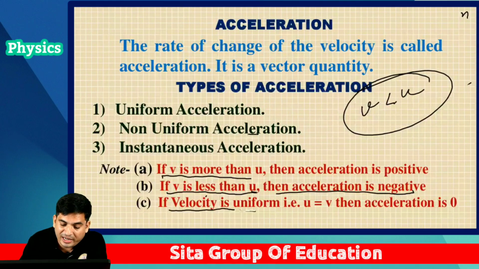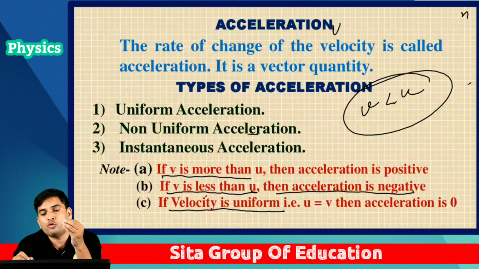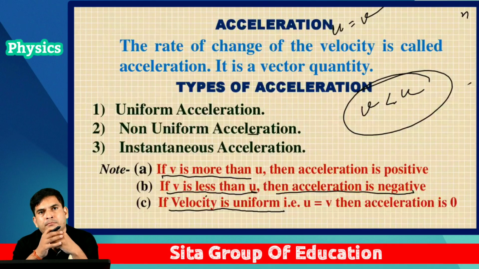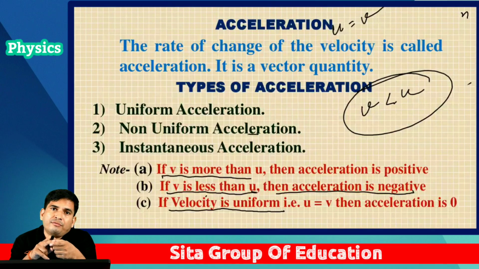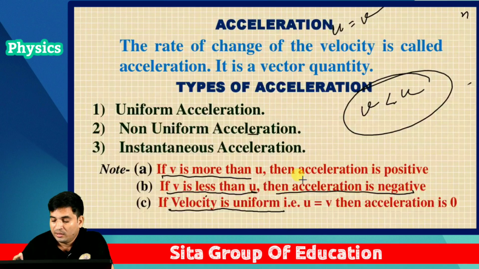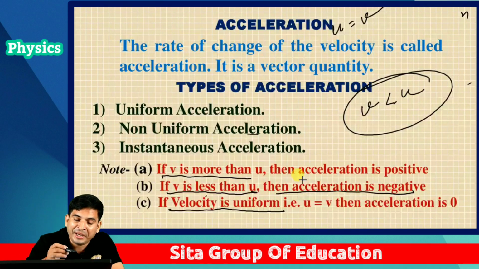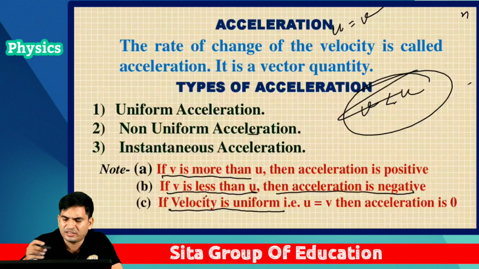Another case, if the velocity is uniform, it means U equals V. The initial velocity is equal to the final velocity. If velocity is uniform, U equals V, then acceleration is 0. So how can it be 0 acceleration? What does it mean? There is no change. In an easy way, let us listen to that clearly.